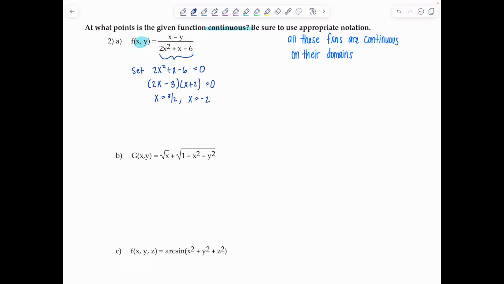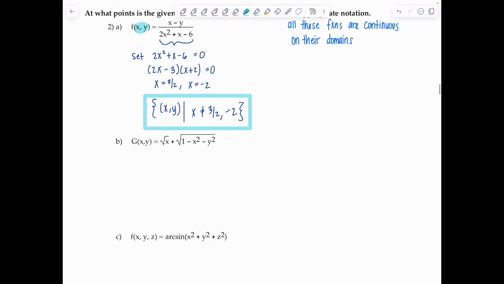However, I have no issue with any of the y values, right? There were no y's in the denominator, so we don't need to restrict y. So if we're asked where the function is continuous, on all x comma y, you have to indicate that the domain is in 2-space, it's in R2, such that x cannot equal 3/2 or negative 2. That's the answer for 2a. Good? Beautiful. Okay, moving on.